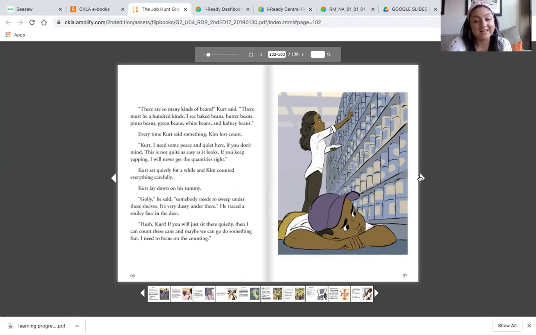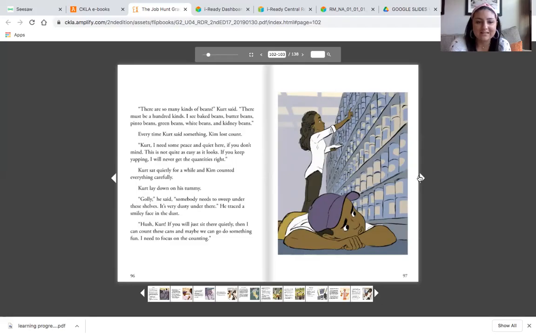Every time Kurt said something, Kim lost count. Kurt, I need some peace and quiet here. If you don't mind, this is not quite as easy as it looks. If you keep yapping, I will never get the quantities right. Kurt sat quietly for a while, and Kim counted everything carefully.